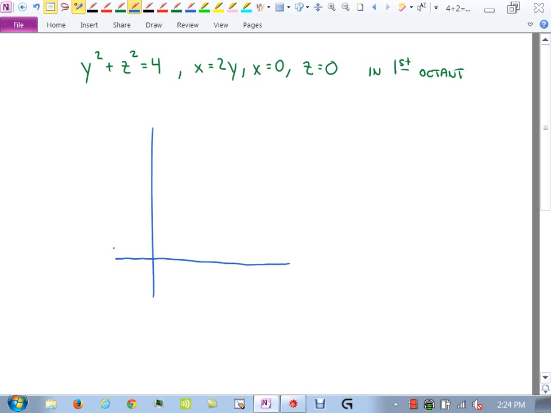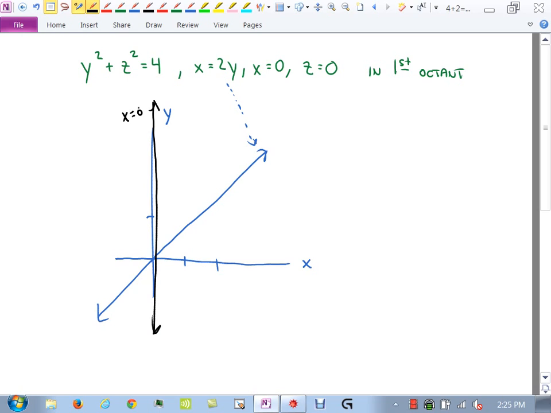Then you have x equals 2y, which is a line in 2D, but a plane in 3D. I'm going to try and do this with the xy like this, so I'll be able to draw that on here. That's y equals 1/2 x. So up 1/2. That's that one, right? Agreed? What about x is 0? Well, that's the y-axis like this. And z equals 0 is the ground, is the floor.